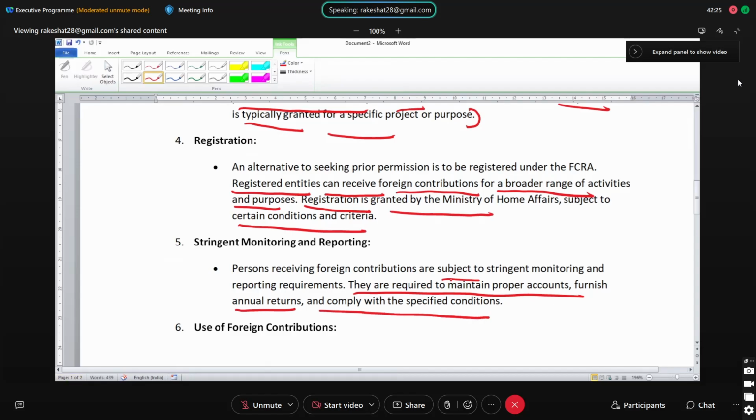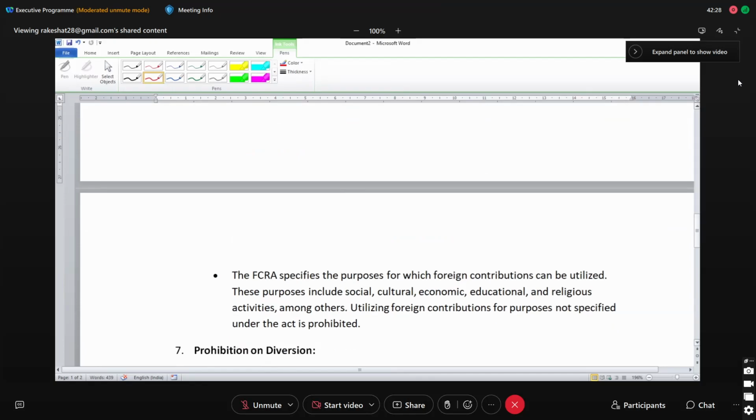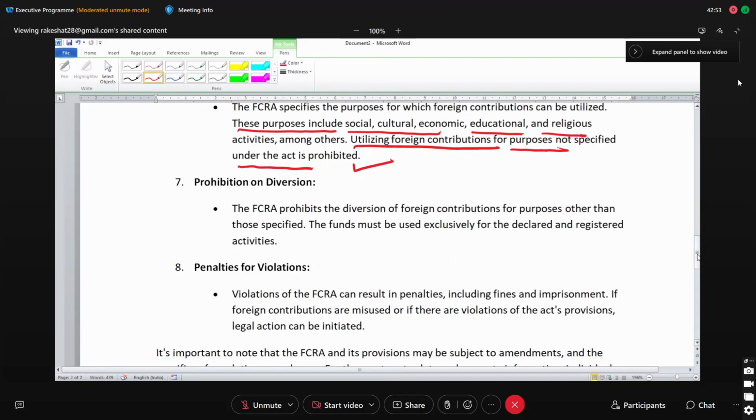Now, how are you going to use foreign contribution? Let's check. FCRA specifies the purposes for which foreign contributions can be utilized. These purposes include social, cultural, economic, educational, and religious activities, among others. Utilizing foreign contributions for purposes not specified under the Act is prohibited. There is also a provision on diversion. The FCRA prohibits the diversion of foreign contributions for purposes other than specified. The funds must be exclusively used for the declared and registered activities. If you do not use those funds properly, then you have penalties for the violations.